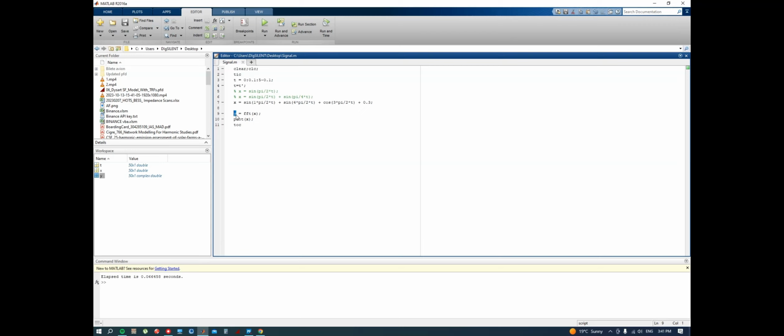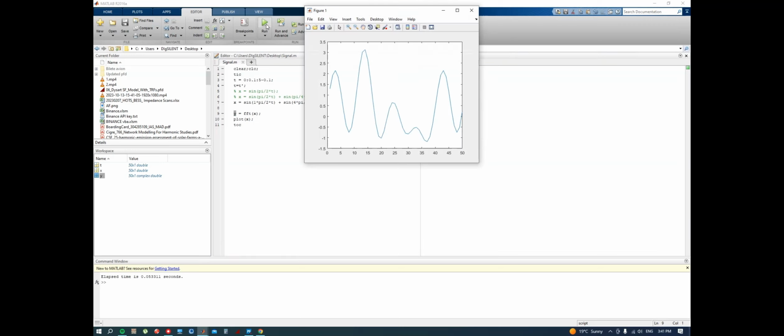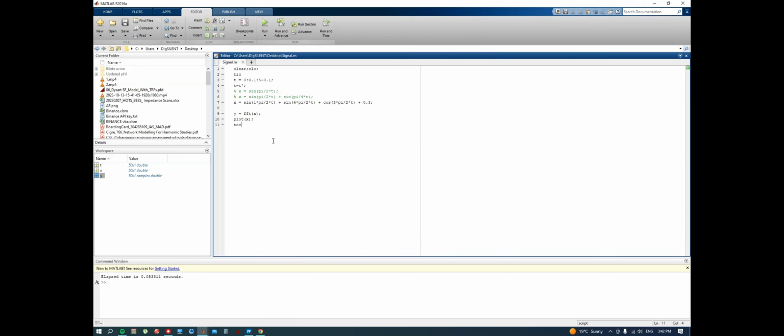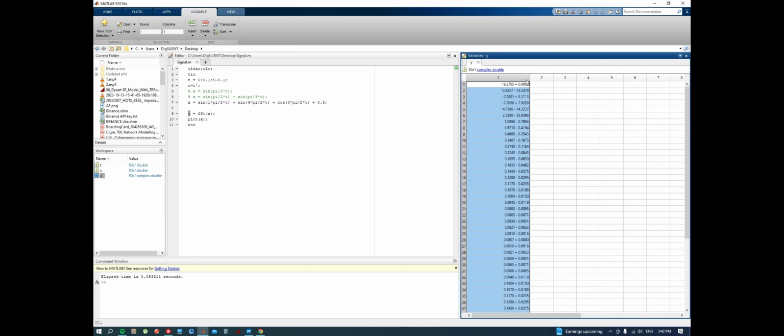Let's execute the script. So this is the plot of the signal. We should obtain a plot similar to this. Okay, I'm going to close this. Now let's see the results. The results, as you can see, are in the vector y. There are complex numbers, 50 complex numbers. Okay, so now we have the results in Matlab.